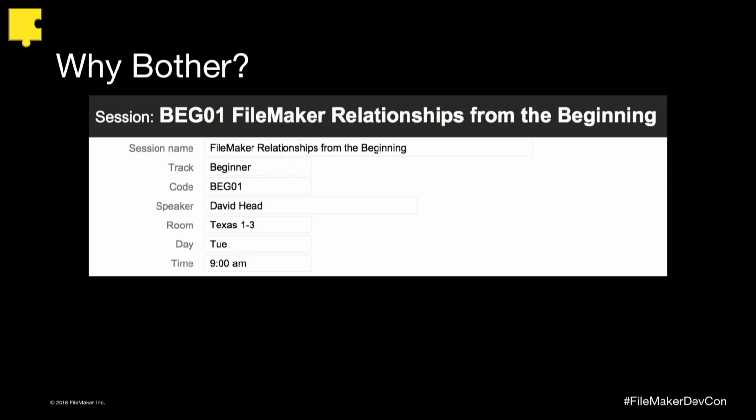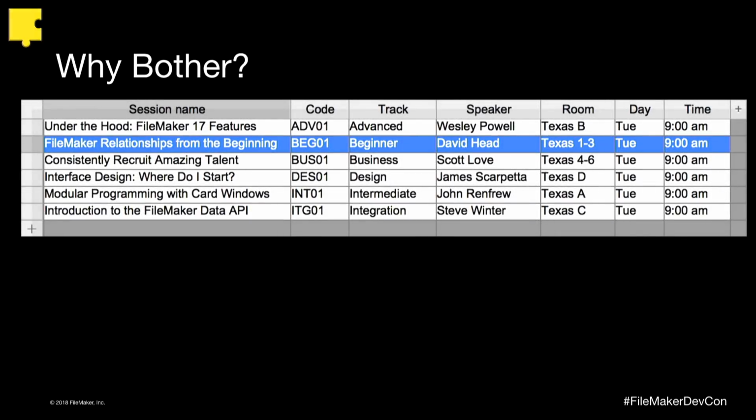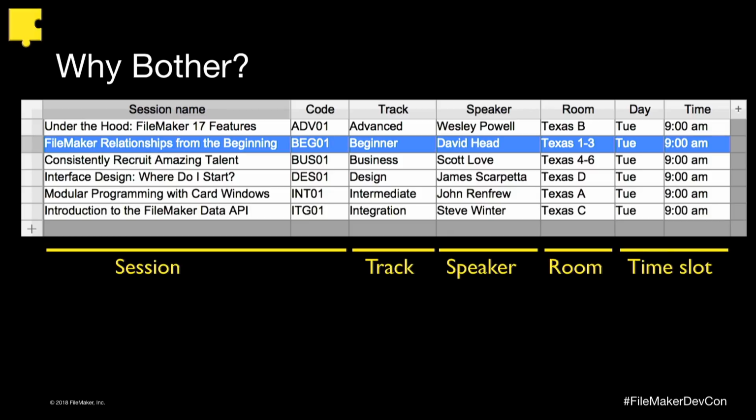Here's another quick example, and this is the information about this session all put into one record, one flat file. And when we look at these in table format, we can see all the different sessions that are running at this time in DevCon and see all the information about those. But when we study that information, we see that there are in fact 5 different entities represented here. The session, the track, the speaker, the room, and even the time slot can be considered to be different entities.